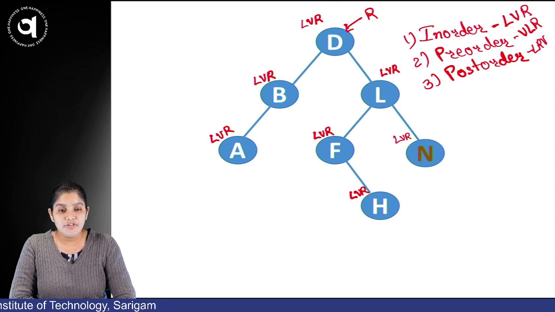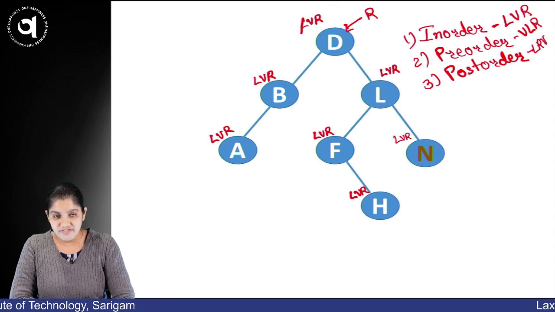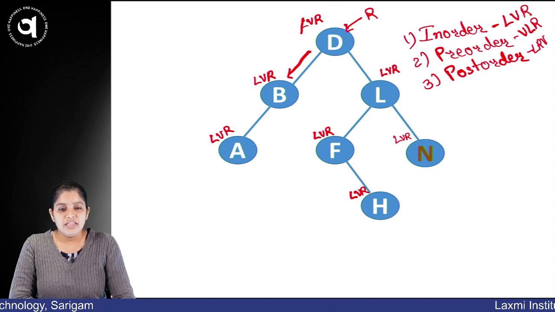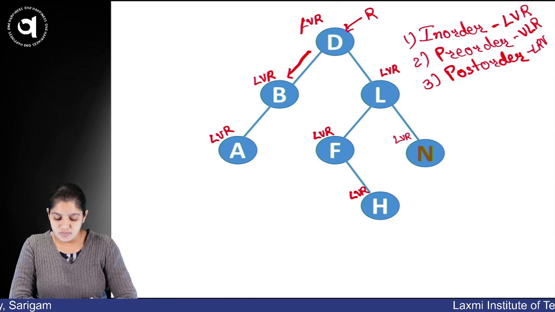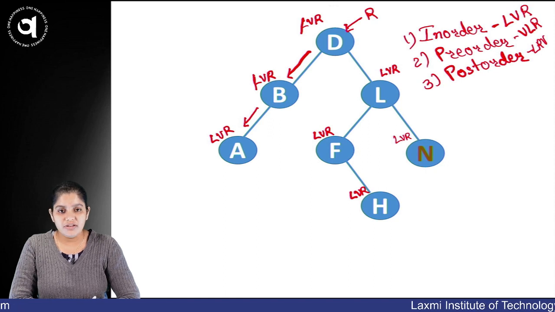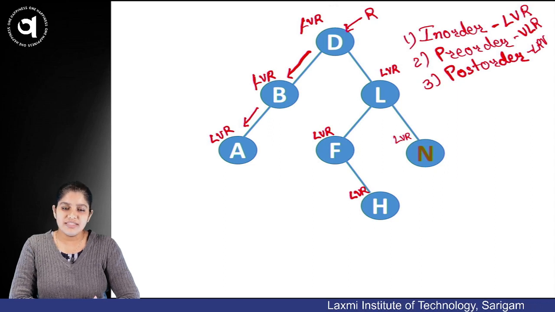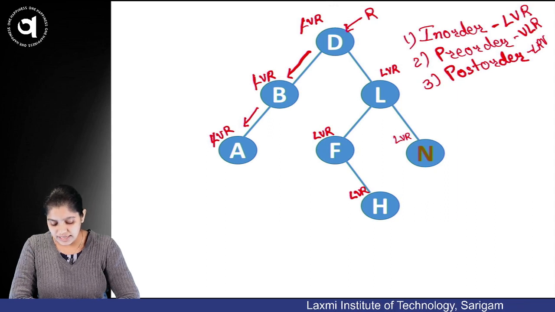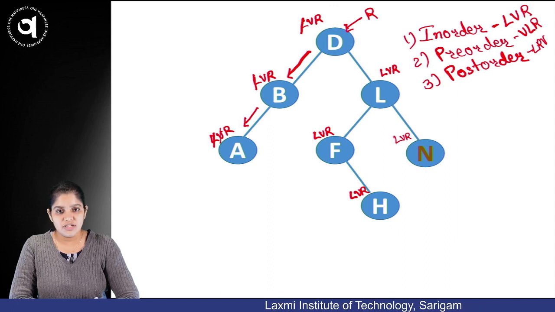So the left of D is B. I am cancelling this L out and traversing towards the left. Then I have B, but again I need to traverse towards the left. Again I am traversing, and here I have A. Now, is there any left child of A? No, there is no child of A, so we can consider that a null. So here the left side is null. So we need to visit A.